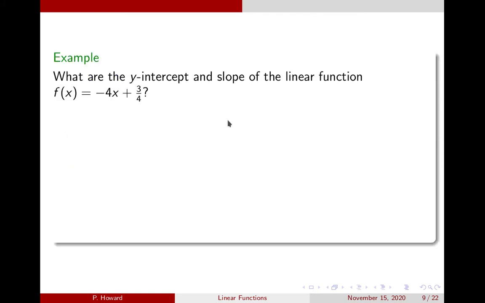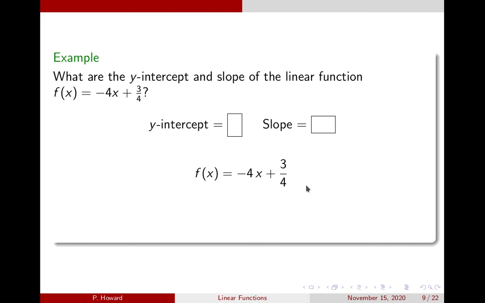We'll try this example. So here is a linear function, and the question is, find the y-intercept and the slope of this linear function. We'll fill in the boxes. So here I have written the equation once more. Okay, the y-intercept is the numerical term, the 3/4.